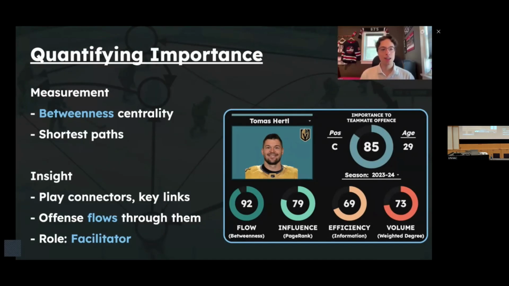The first one is betweenness centrality. It's one of the more common ones found in network analysis. In our case, it finds whenever a player lies on the shortest path between any 2 of his linemates. So this really helps us find the key play connectors on the team, the real facilitators who have a lot of the offense flow through them. For example, here we have Tomas Hertl for most of the 2023-24 season. He spent it in San Jose before being traded to Vegas. And obviously he was the main piece on that team through which the offense went, giving him a high flow score.